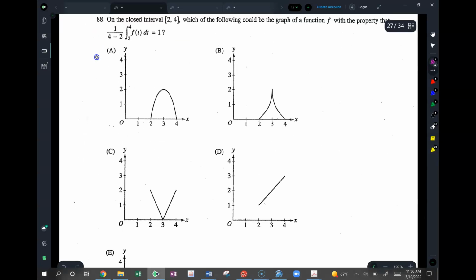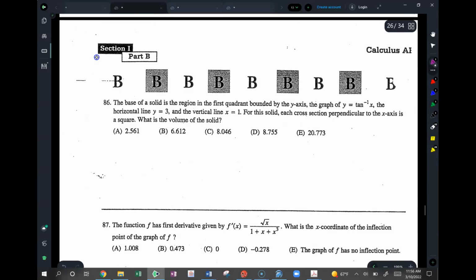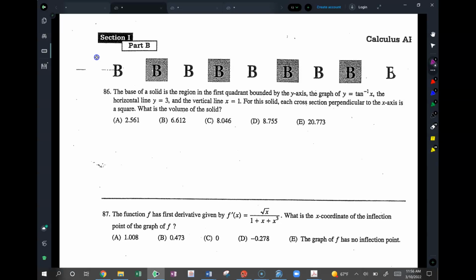Okay, so 86. The base of a solid is the region in the first quadrant bounded by the y-axis, the graph of y equals inverse tangent x, the horizontal line y equals 3, and the vertical line x equals 1. For this solid, each cross-section perpendicular to the x-axis is a square. What is the volume of the solid?